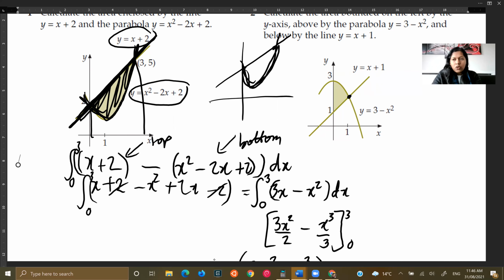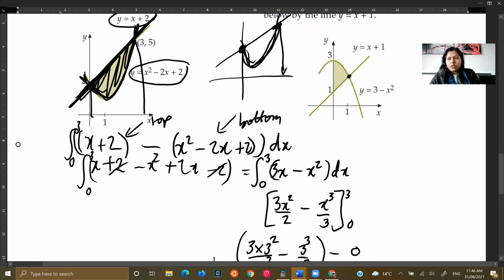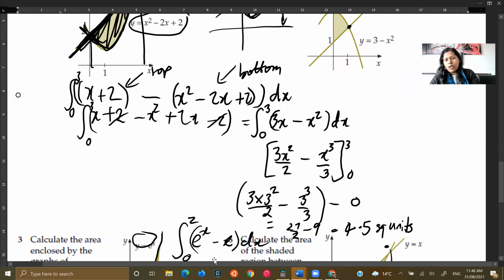So you go top, take away the bottom, and your limits are these points here. Either it's clear from the graph or you have to work it out by finding points of intersection. Then once you've done that, you're just integrating it and substituting the limits in to work out your answer. So does that make sense, guys?